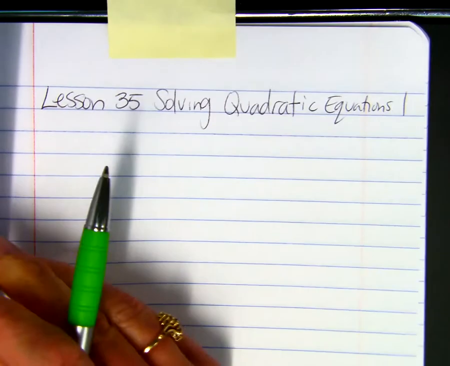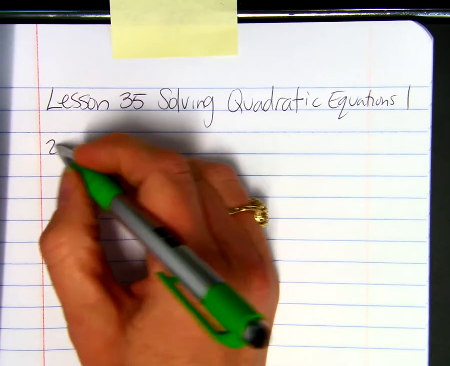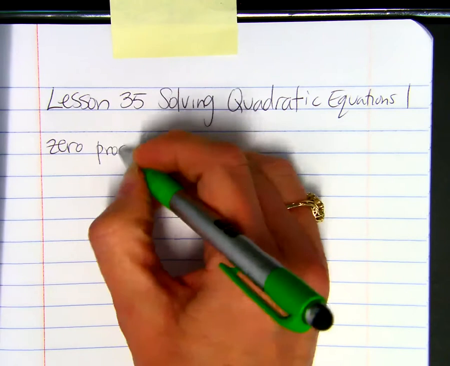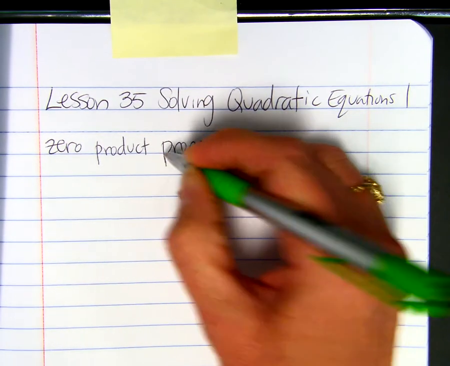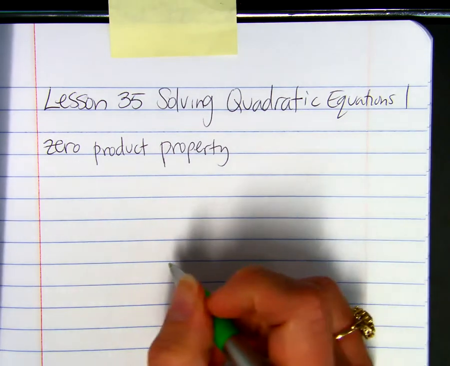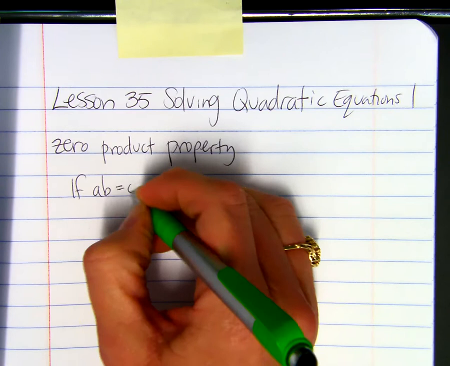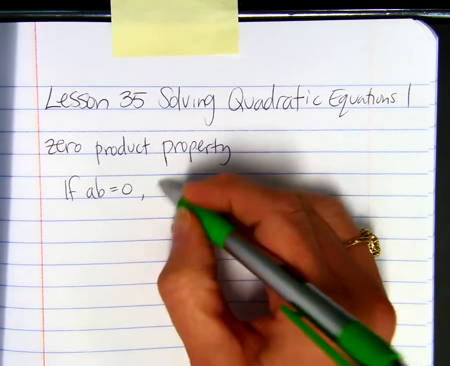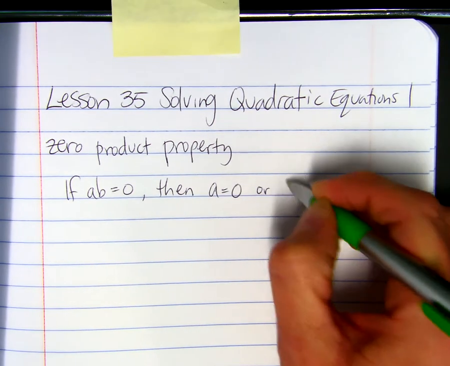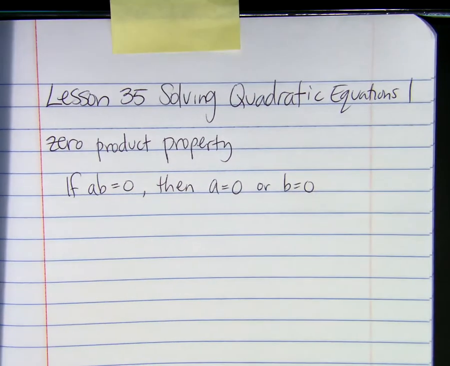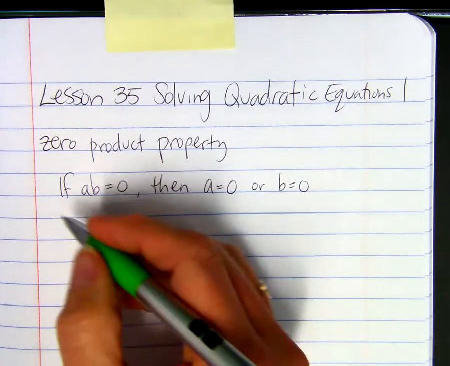So in order to solve quadratic equations, you want to know about the zero product property. It's very important that you realize that when two numbers multiply to get 0, then one of them equals 0, because that's the only way you can multiply to get 0.